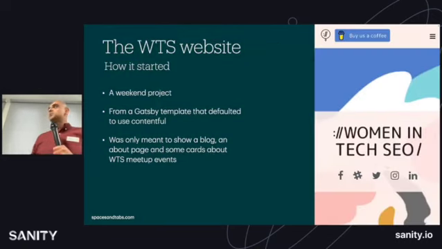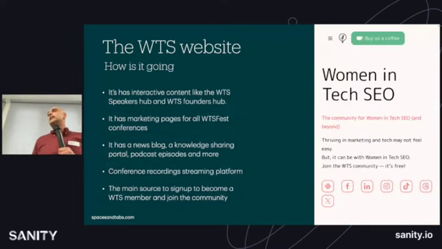Just a bit of context. So the old website was basically a weekend project. We sat down together in a couple of days, got a template using Gatsby. Template is mainly a blog, so it had an about page, maybe a small blog, and we used it mainly to showcase some of the local meetup events that were happening at the time, and that was when the community was small scale. Right now, the community is much more than that.